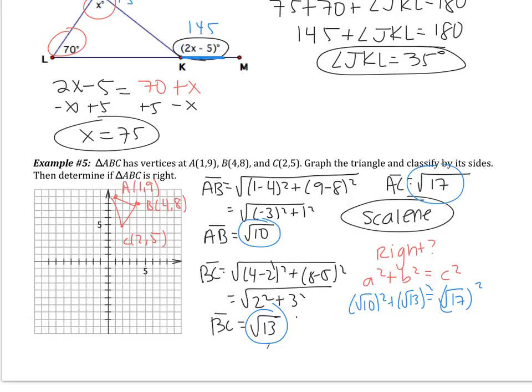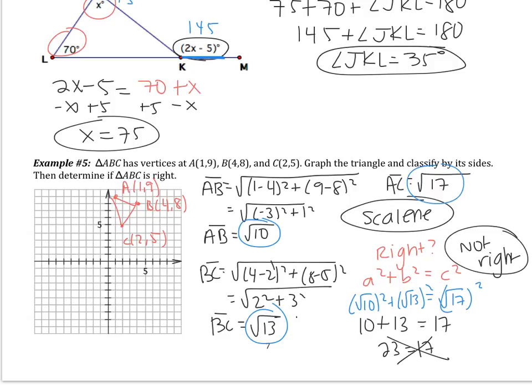Okay, root 10 squared is just 10, root 13 squared is just 13, and root 17 squared is just 17. So I have 10 plus 13 equals 17, so 23 equals 17. Is this true? Well, no, this is not. This tells us that this is not a right triangle. If the Pythagorean theorem works, it's a right triangle. If not, it's not a right triangle.